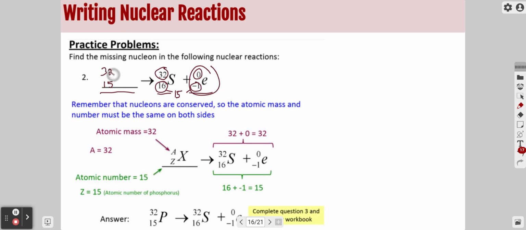So how do we figure out the symbol? A symbol is always dictated by the atomic number on the bottom. So look up 15 on your periodic table, pause this, find it, and 15 is phosphorus, P. There you go. Alrighty.